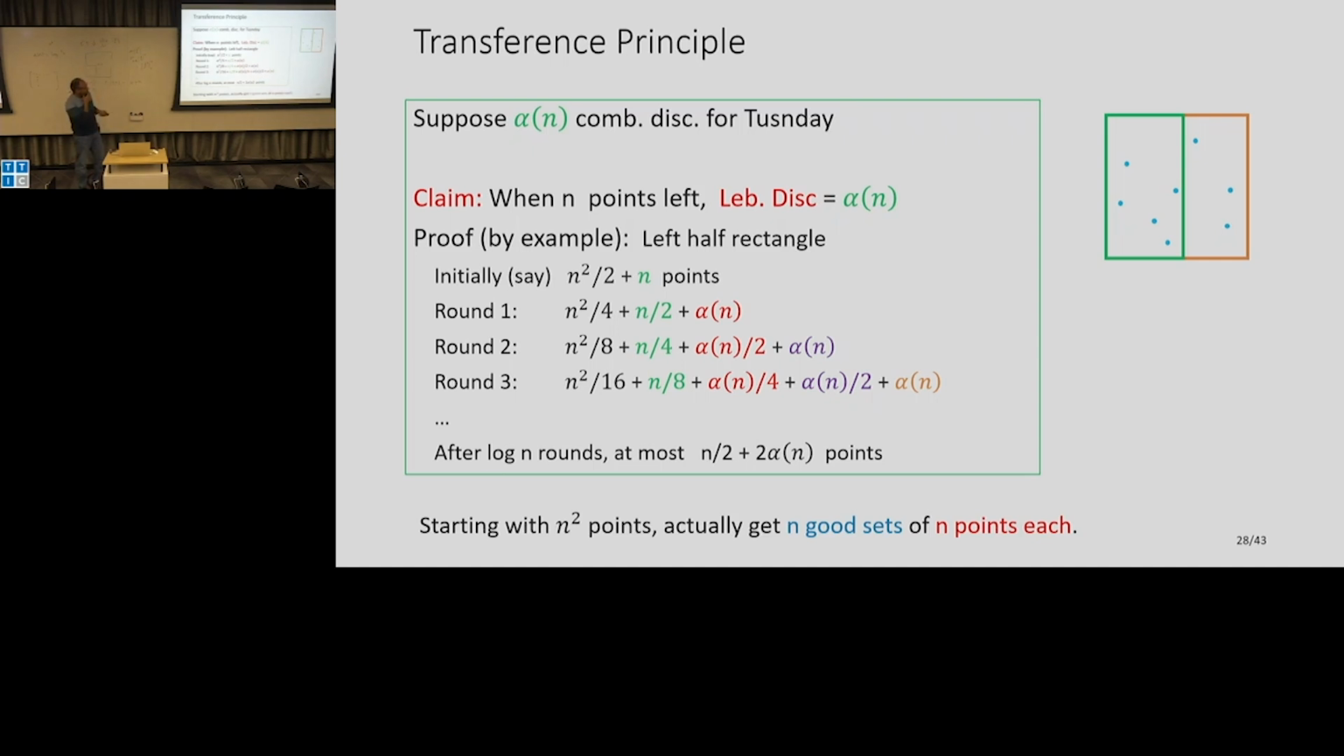Okay. Maybe this looks inefficient because I start with n square points and I'm just left with n points, but you can be smart. You don't have to throw away the other half. You can actually use both, right? Take the red and blue, because the other part is also good. So both those are good. So in fact, when you apply this with n square points, you actually get n good sets of n points each.